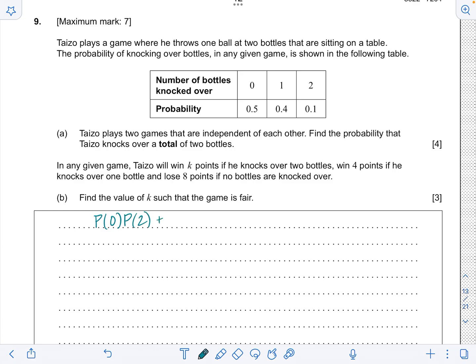He could knock over 2 the first turn and 0 the second, or he could knock over 1 the first turn and 1 the second turn. And so we just need to multiply and add those values, and that will give us 0.5 times 0.1 plus 0.1 times 0.5 plus 0.4 times 0.4. And when you evaluate that, you get 0.26. And that's the answer to part A.